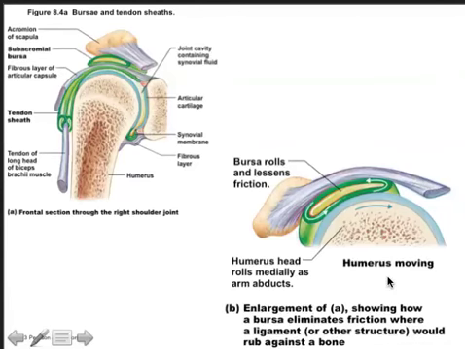And what you're looking at here in figure B is just an example of a bursa, this is the subacromial bursa, and what it does is it allows the humerus to roll without it rubbing against these ligaments that attach to these processes that come off the scapula. Otherwise, it will produce tremendous pain. Sometimes what can happen is that these bursae can become inflamed, and that's a condition that we call bursitis.